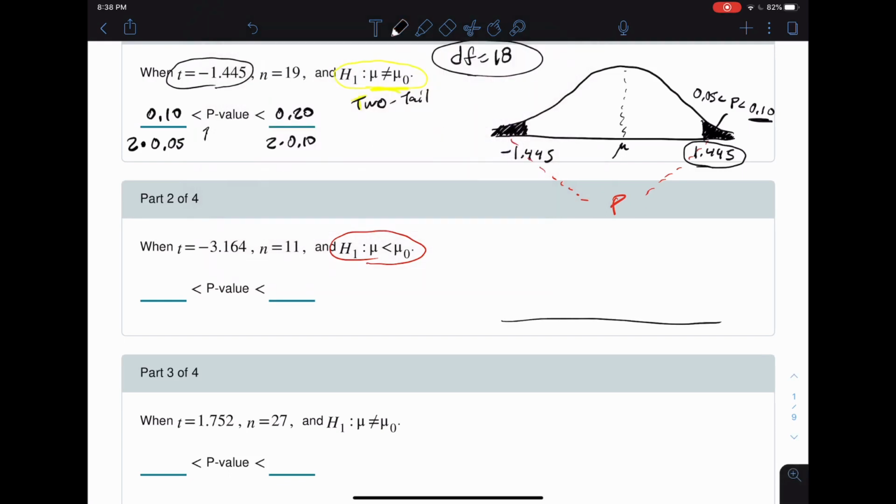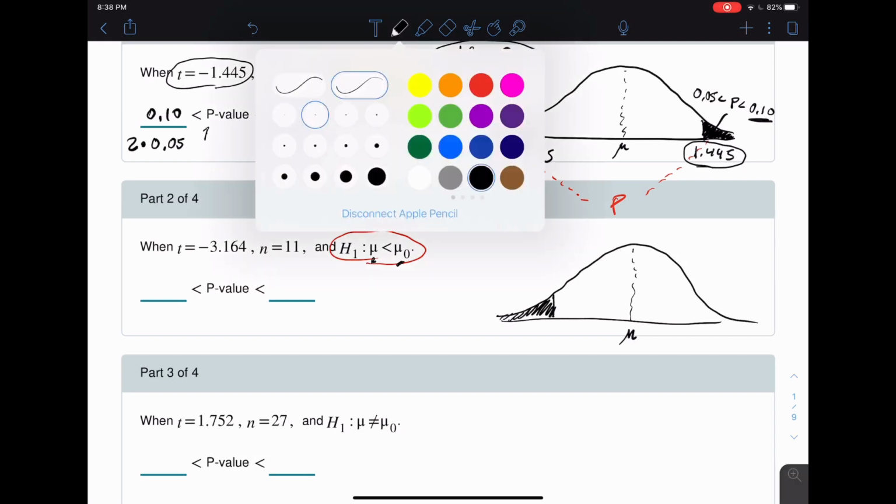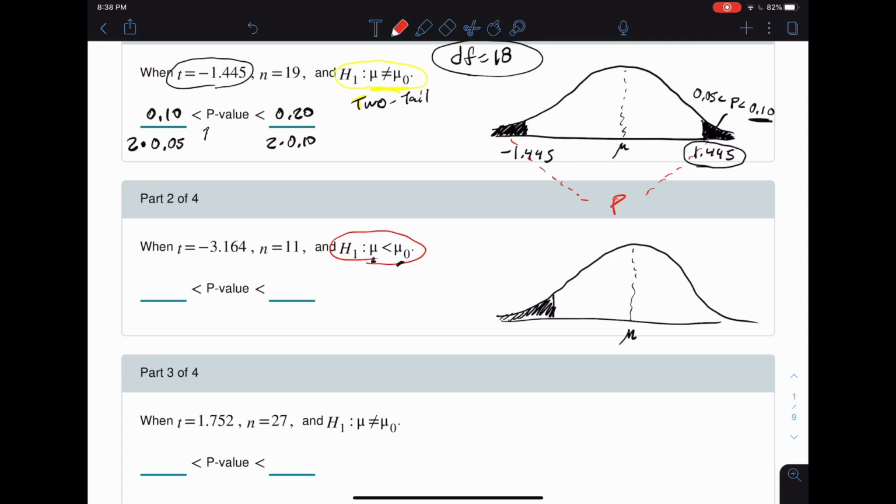I do my quick picture, my standard normal. Here's my mean right in the middle. We're trying to figure out if the mean is less than this number. If we want to know if the mean is less than some number, that's going to be to the left. Less than is to the left. So the alternate hypothesis says the mean is less than some number, and that's going to be a left-tailed test. Okay, so remember, once again, our p-value, now this is just a left-tailed test.